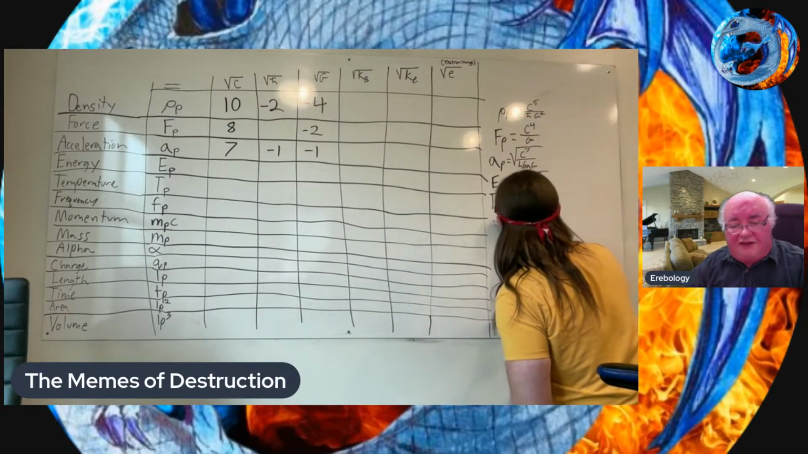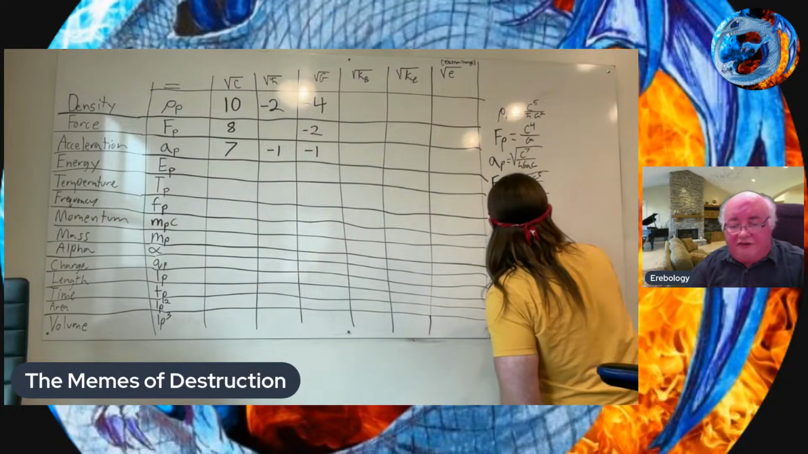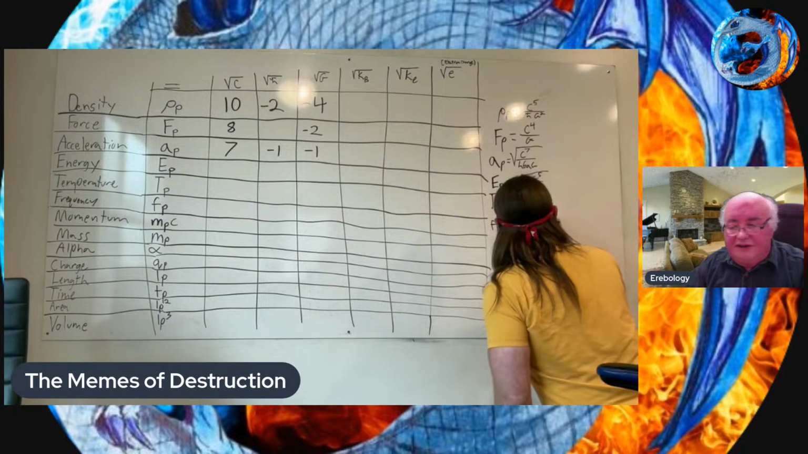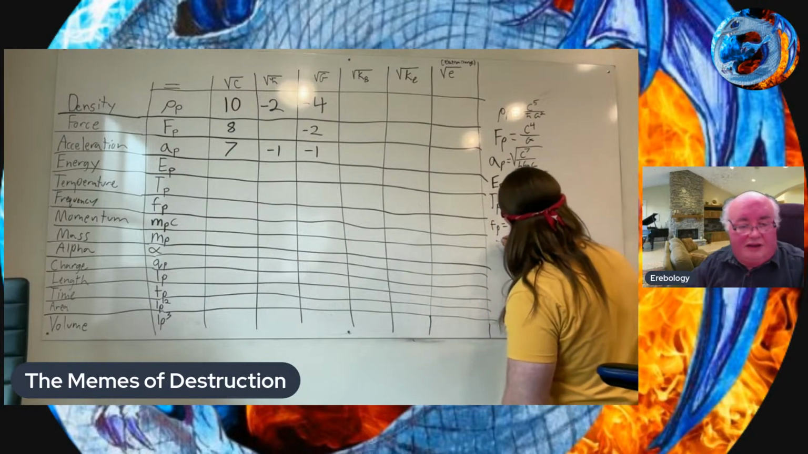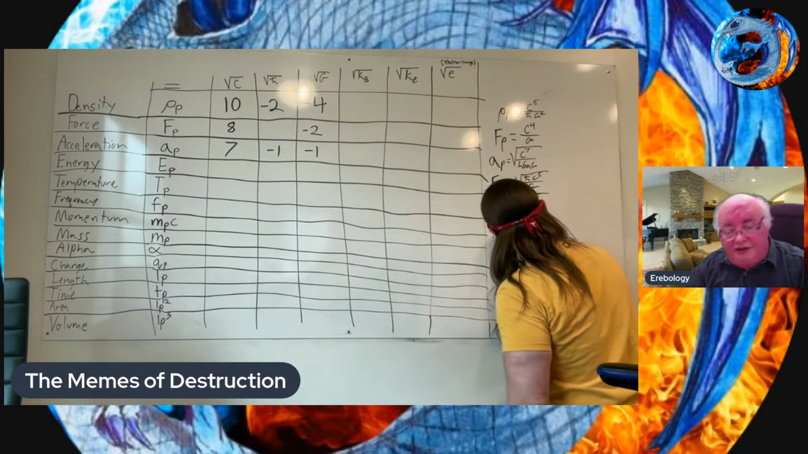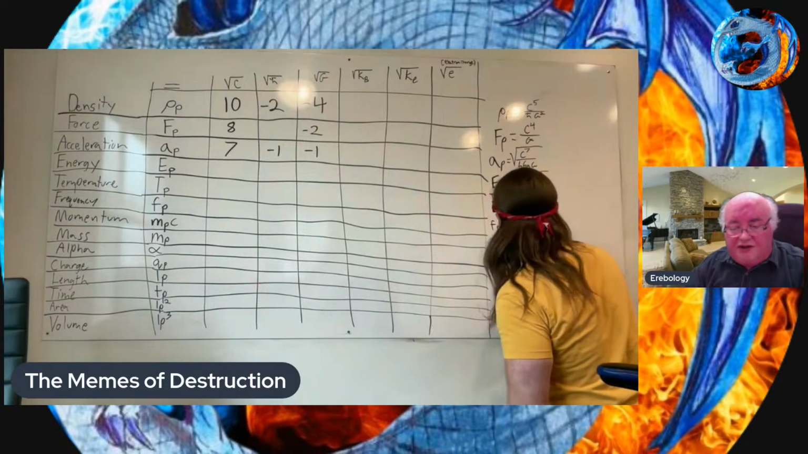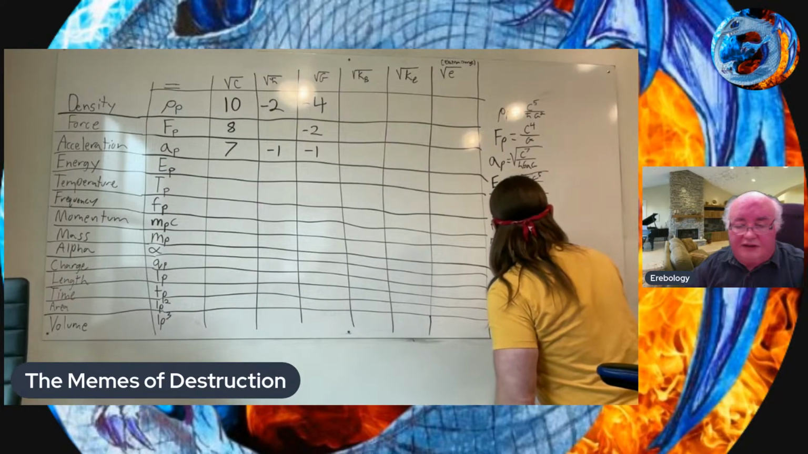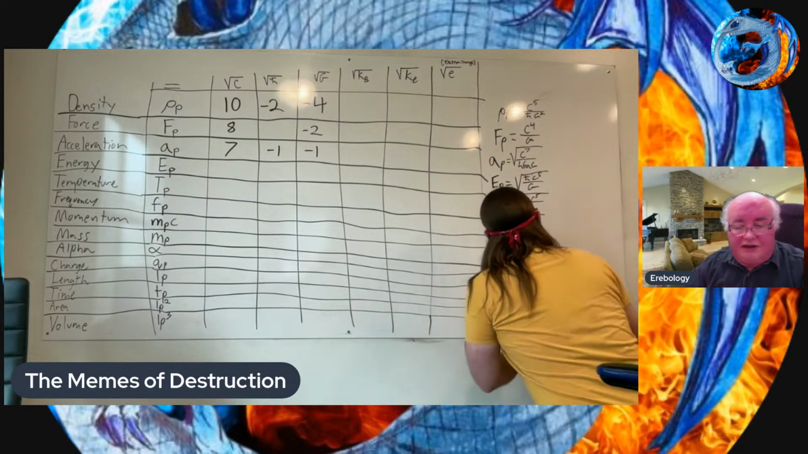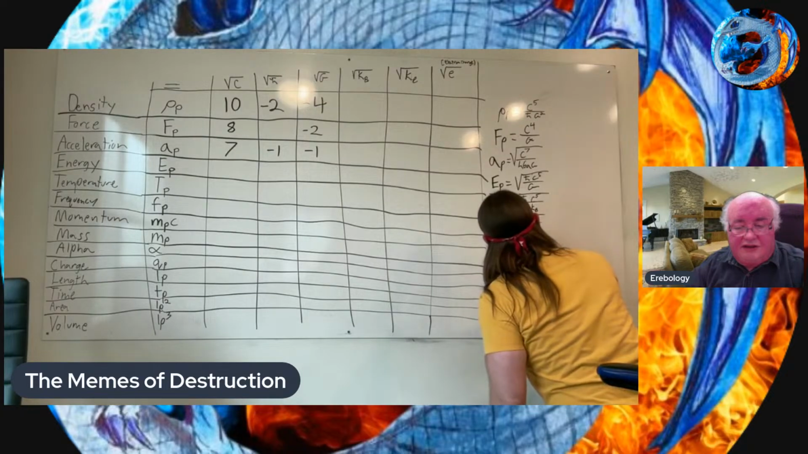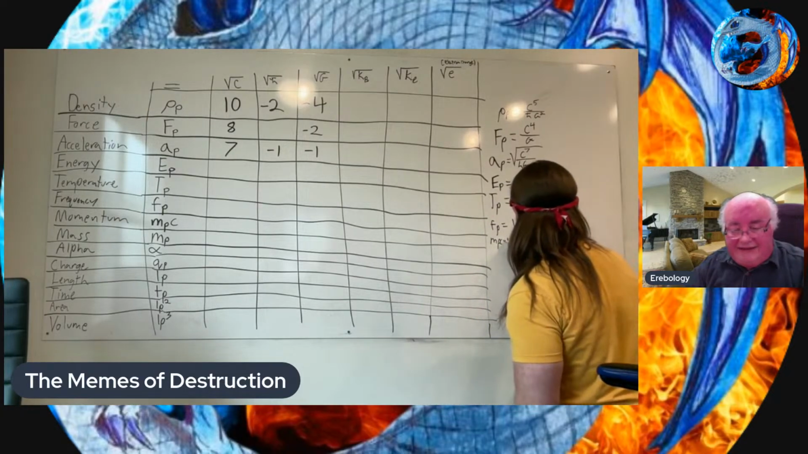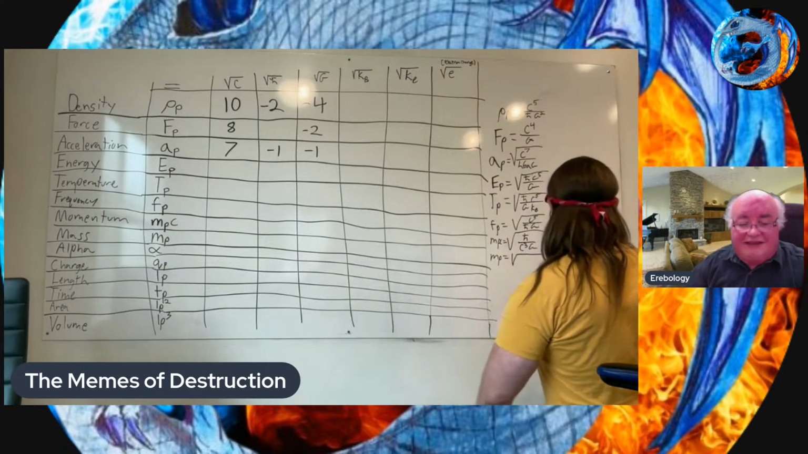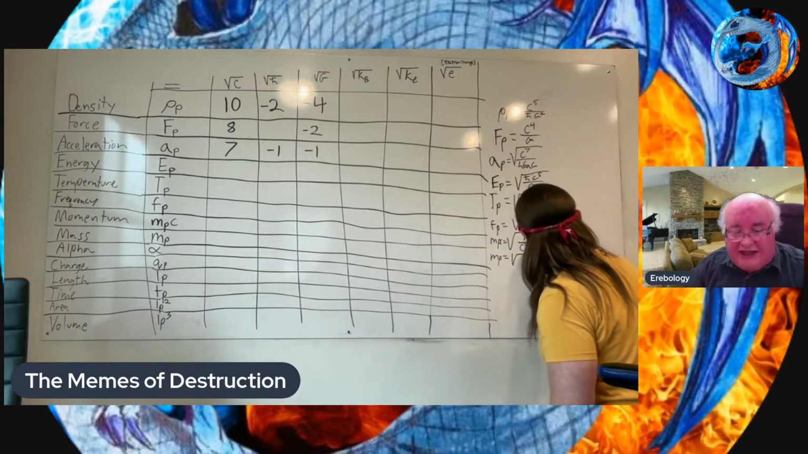Frequency, lowercase f sub P, is everything under the radical c to the 5th over h bar G. Momentum is everything under the radical h bar c cubed over G. Mass is everything under the radical h bar c over G.